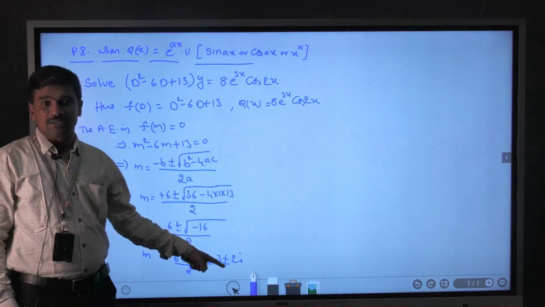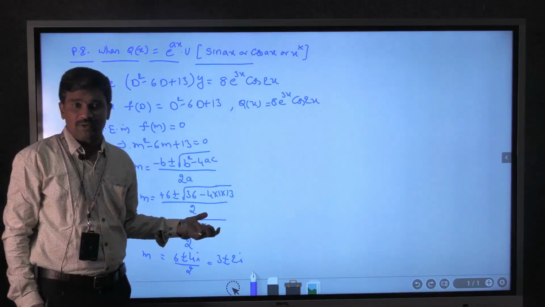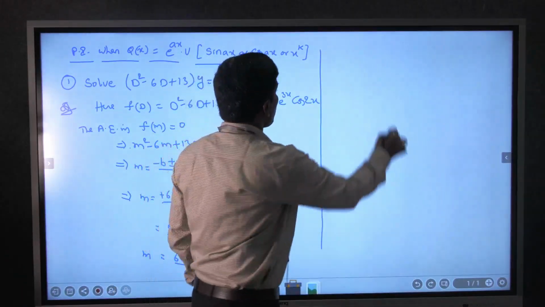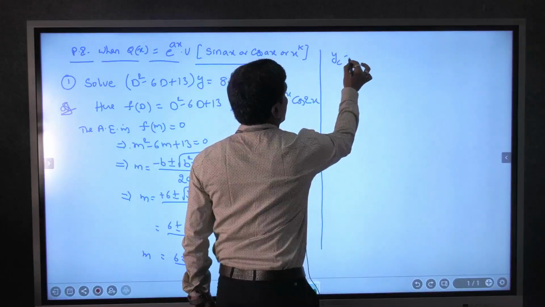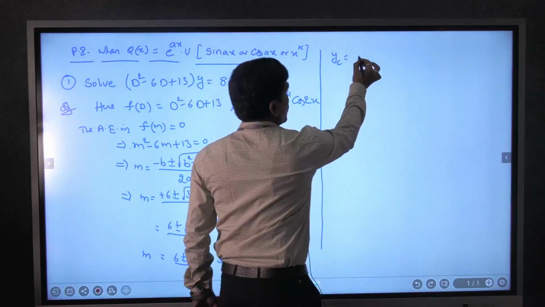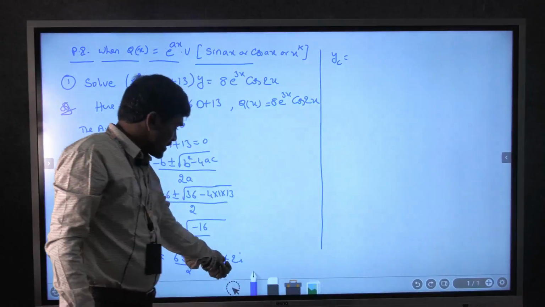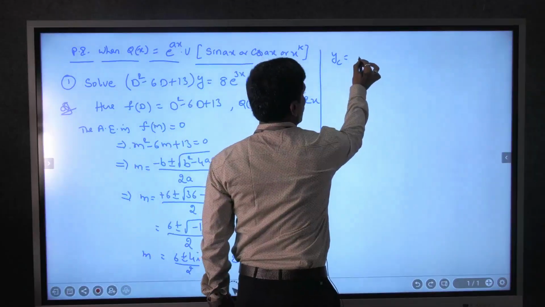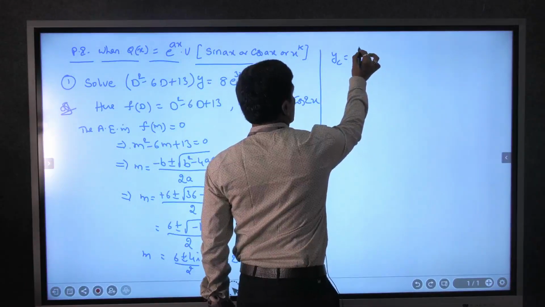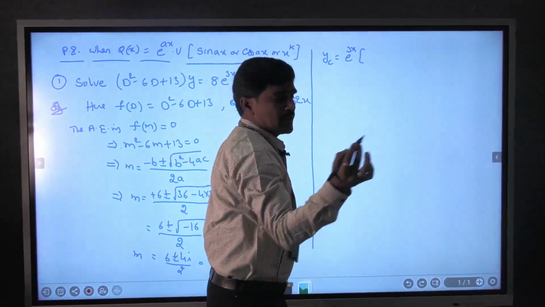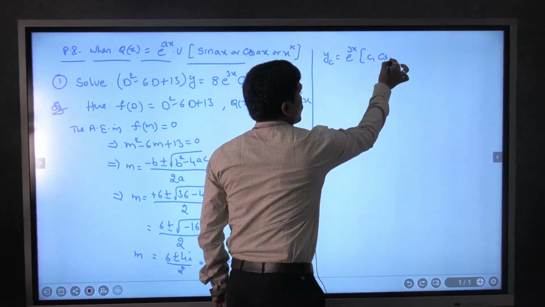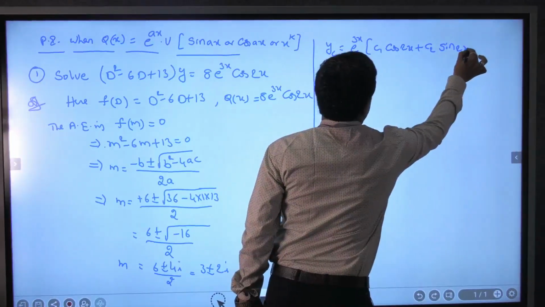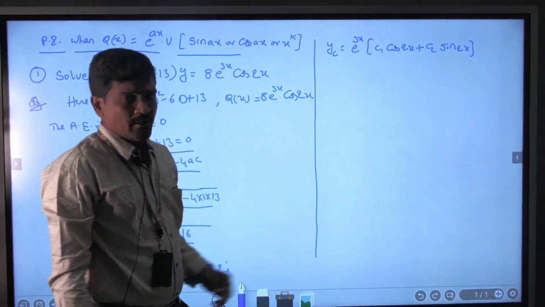So if complex roots, then what is the complementary function? The complementary function can be written for complex roots. Now here compare with a plus or minus ib. Here a is 3 and b is 2. That's why we write the solution as e power ax, so e power 3x into c1 cos 2x plus c2 sin 2x. So this is the complementary function.